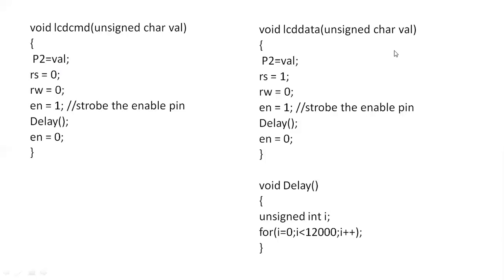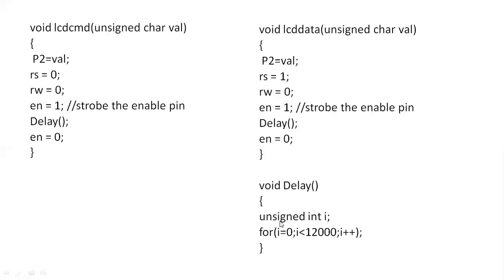LCD data, with an unsigned char value. Here I'm going to print my name. The value will be placed in the port 2 register. For LCD data, register select should be set to 1, register write should be 0, and similarly enable should go high to low with some delay. So this is the LCD data function.